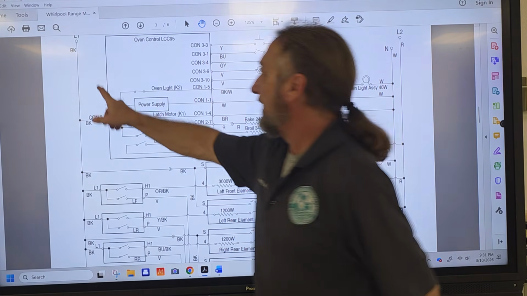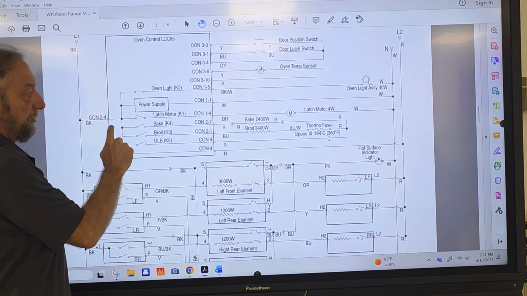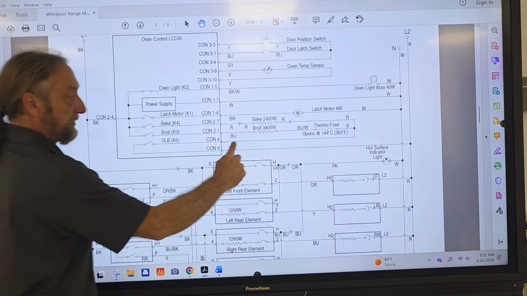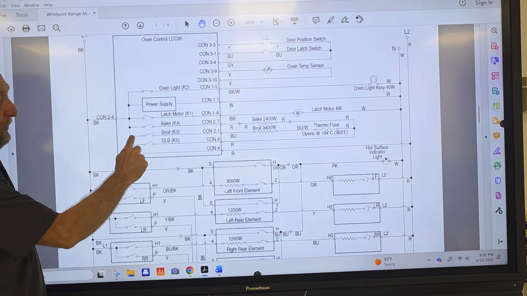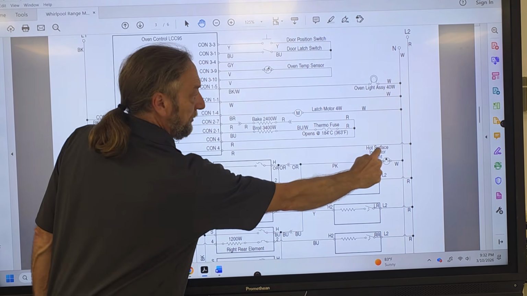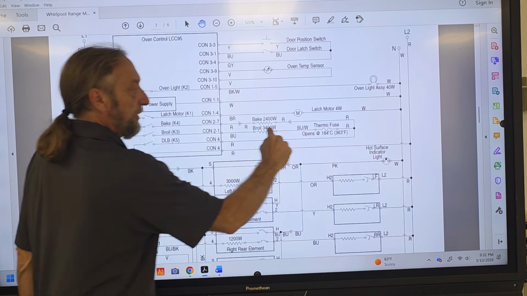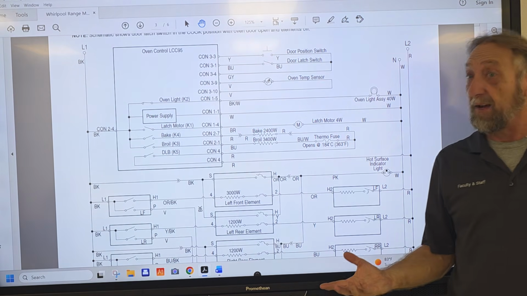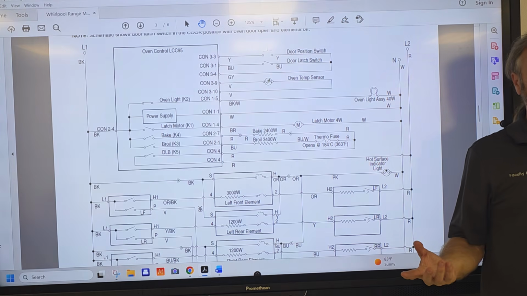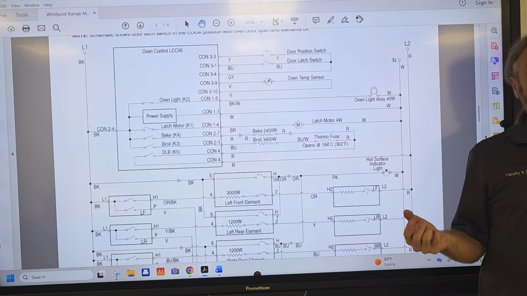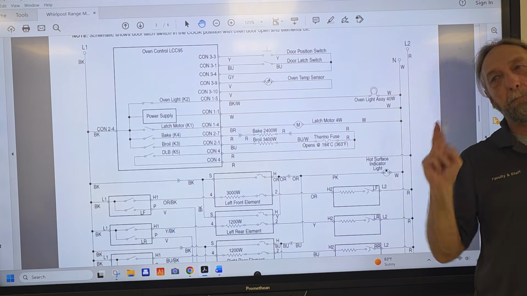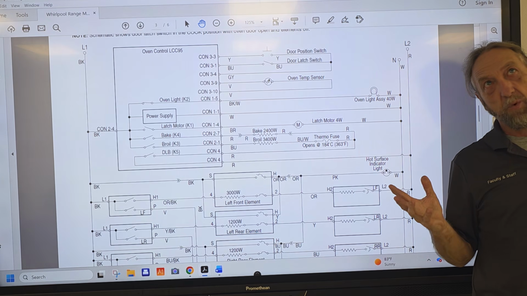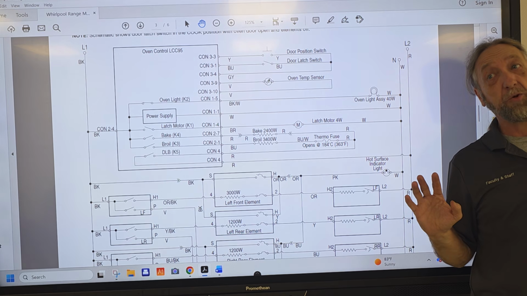Look, power comes in line 1 here, goes through the bake relay, goes to the bake element, and then goes down to the DLB, the double line break relay, which is line 2, and goes out. But broil goes this way. So it only affects the broil oven. Will the oven bake? Yes. But it won't self-clean. Well, it might self-clean, but it won't do a great job at it.